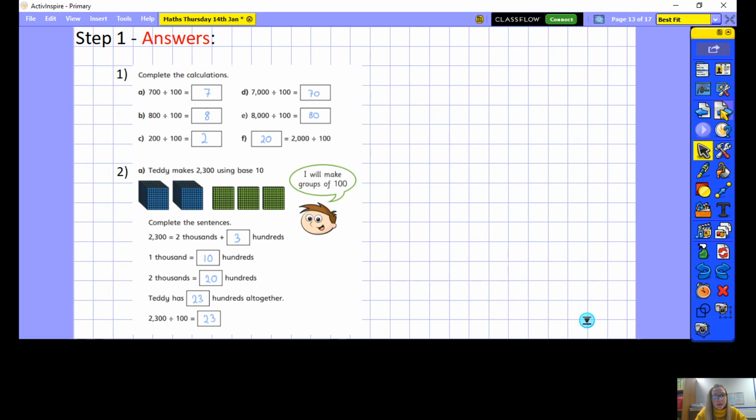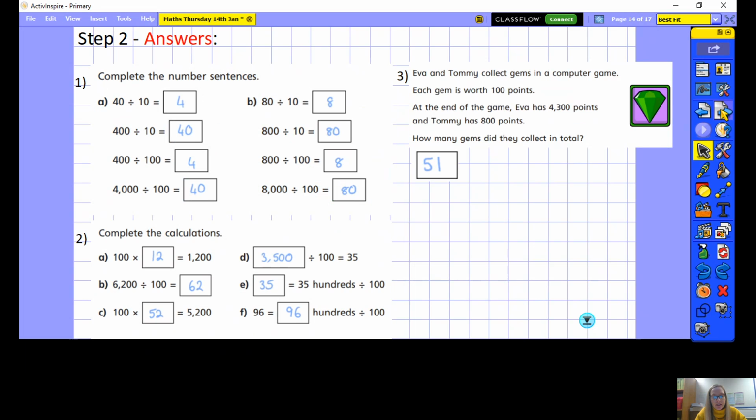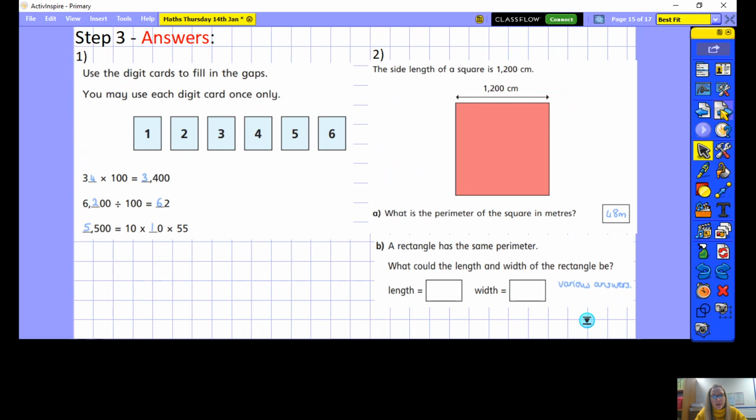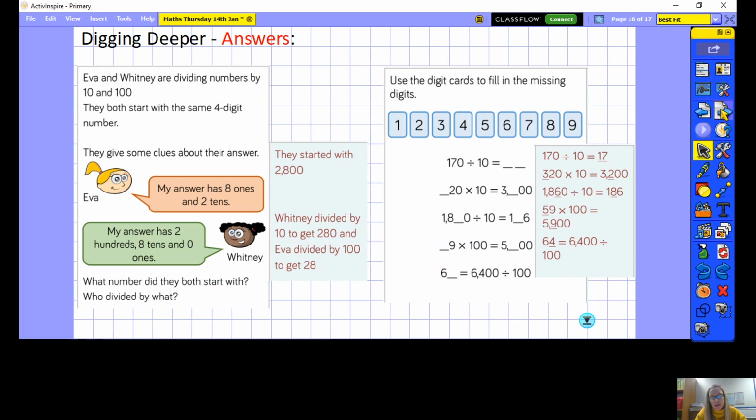Here are step 1 answers. Here are step 2 answers. Here are step 3 answers. And then the digging deeper answers.